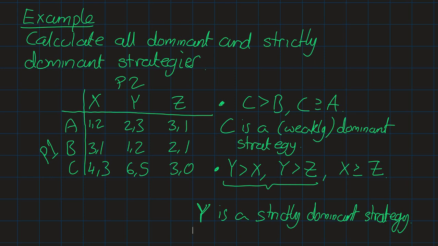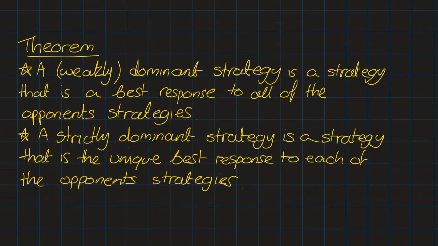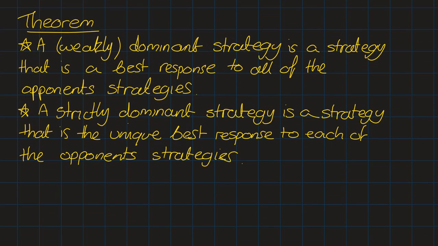Before I finish, I want to mention a theorem which can be useful in calculating dominant strategies. Personally, I don't use this theorem that much, but some people find it useful. It says a weakly dominant strategy is a strategy that is always a best response to all of the opponent's strategies. I say a best response because remember, there might be more than one. There are cases where there's equal payoff and there can be multiple best responses.